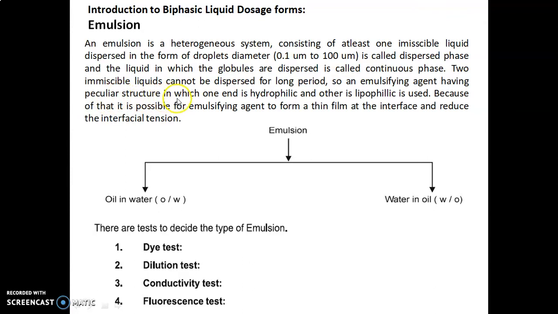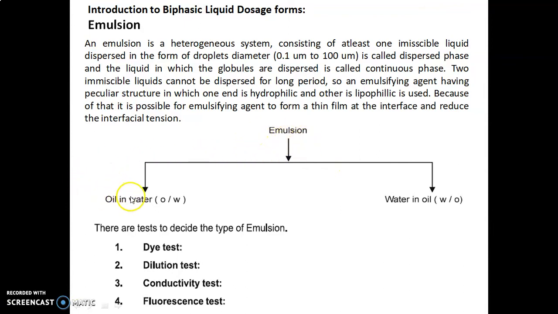The two immiscible liquids cannot remain dispersed for a long period, so an emulsifying agent having a peculiar structure, in which one end is hydrophilic and the other is lipophilic, is used. Because of that, the emulsifying agent can form a thin film at the interface and reduce the interfacial tension. So let's see the classification of emulsion.